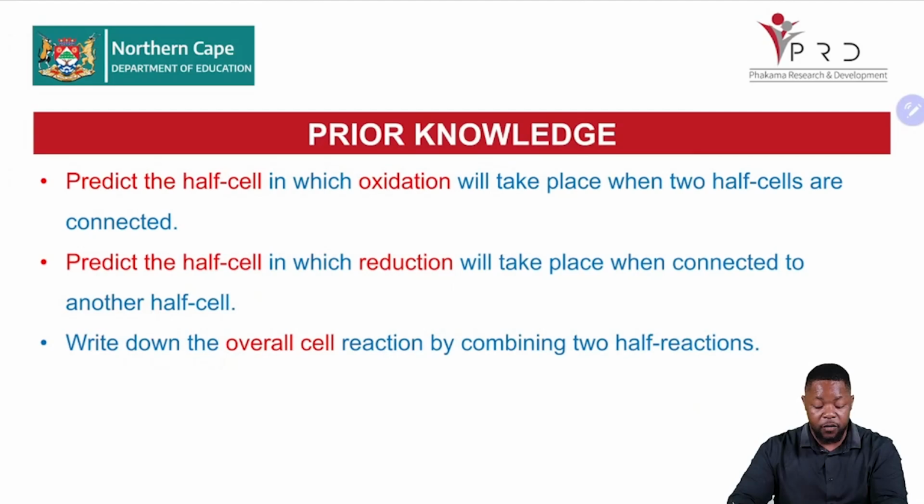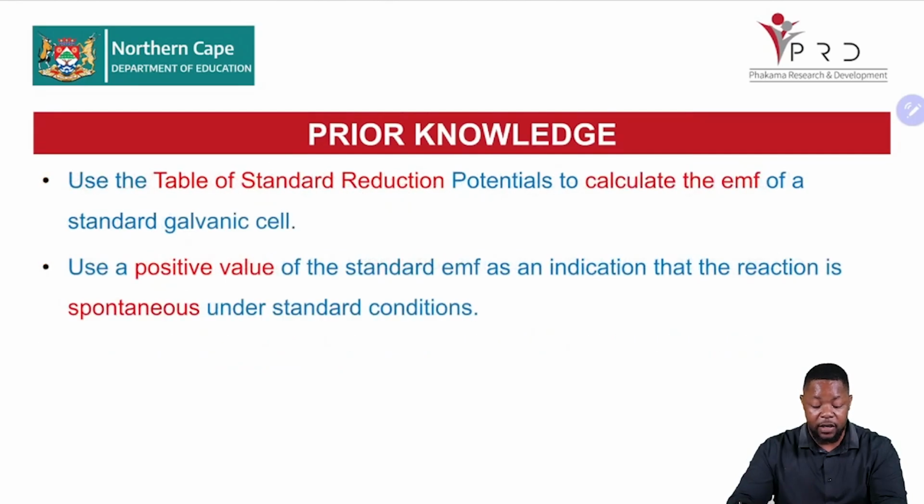The prior knowledge also includes the following. We will need to predict the half cell in which oxidation takes place by using the standard reduction potential table. And we also need to predict the half cell in which reduction takes place, and for that, we use the standard reduction potential table. We will also need to be able to work out the overall cell reaction. So that is what the lesson is going to discuss as we carry on.